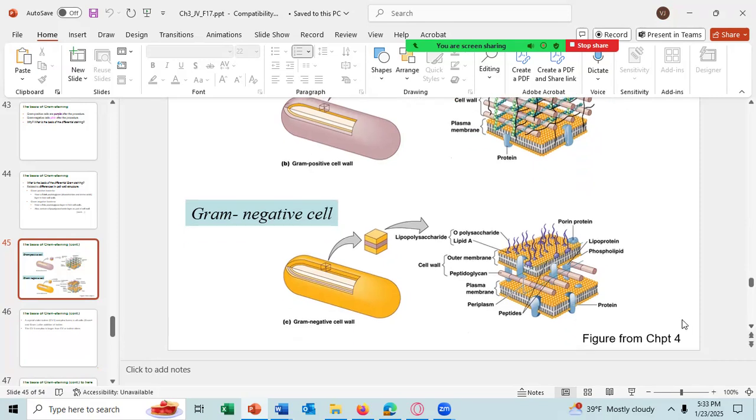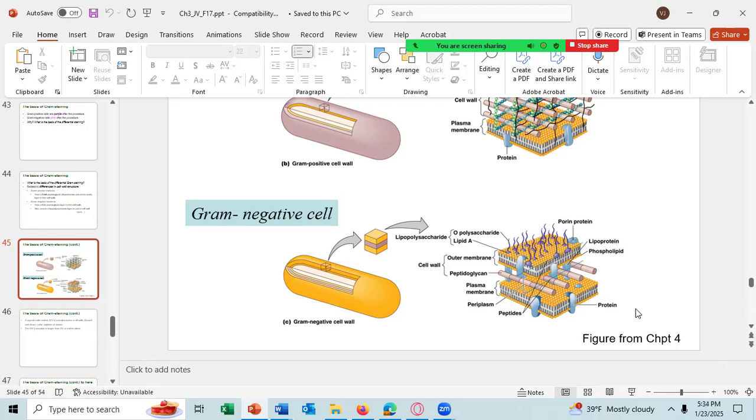There we go. You can see that the gram-negative cell wall is different than the gram-positive cell wall, and there are more differences than just the thickness of the peptidoglycan layer. The gram-negative cell has some different molecules in the cell wall, as well as a membrane outside the cell wall. This membrane is called the outer membrane of the cell wall. The main molecule in the outer membrane is the same main molecule as in the cell membrane, and that's phospholipid.